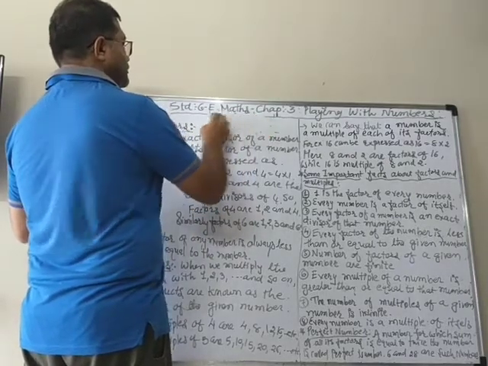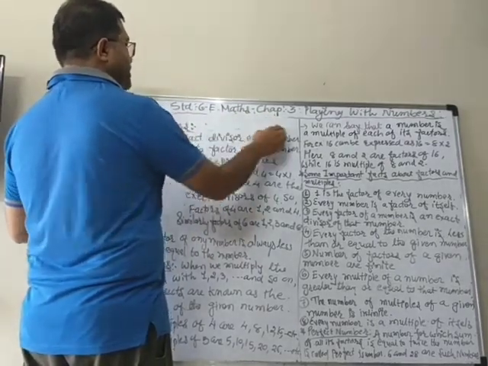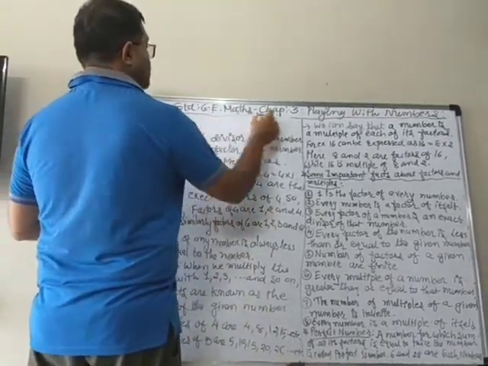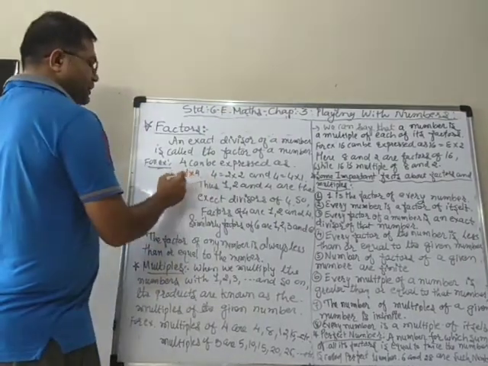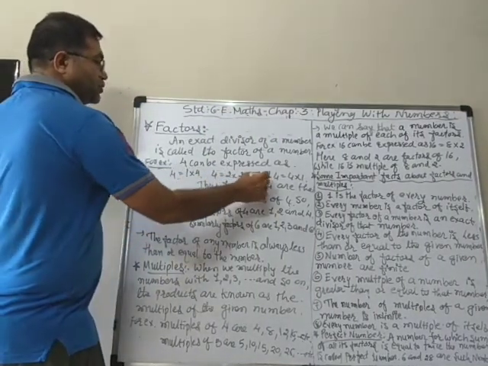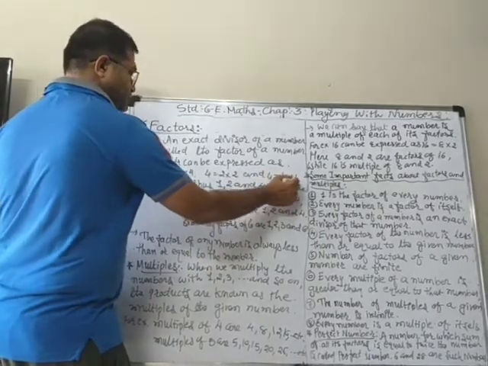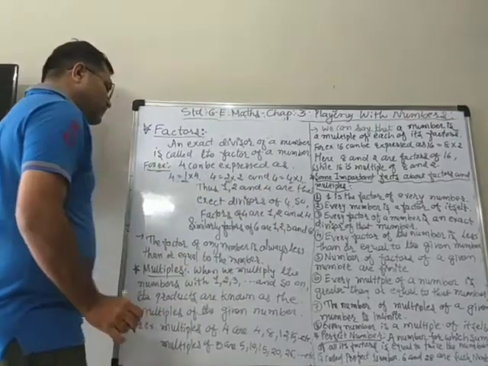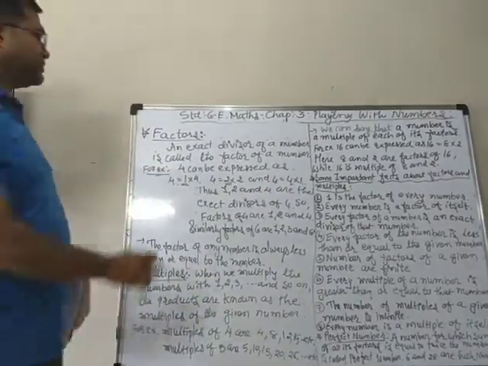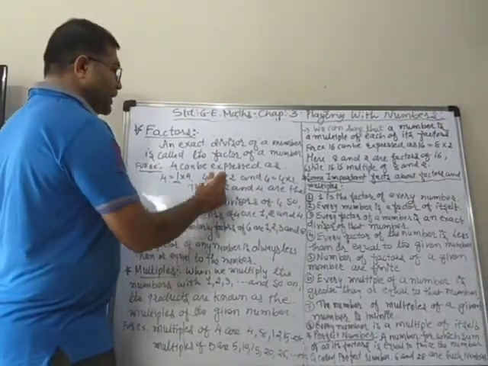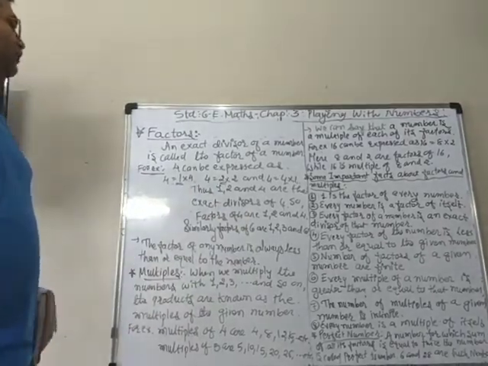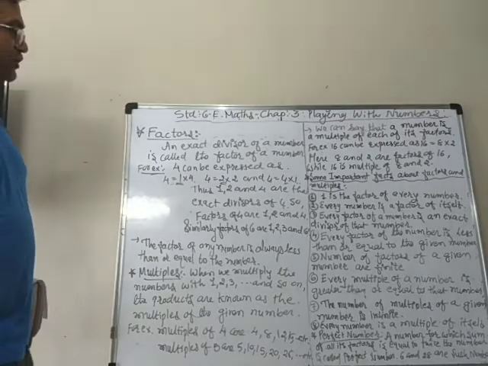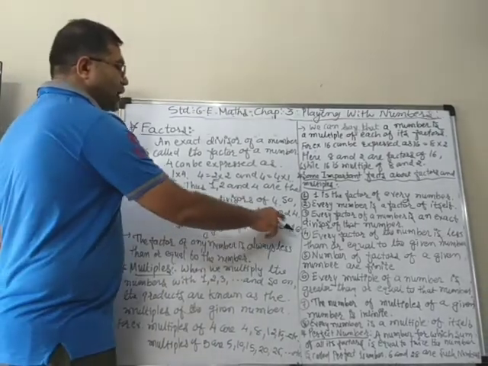So now, which are the exact divisors of 4? So we can write down 4 in different ways, like 4 is equal to 4 1s are 4, 1 multiplied by 4, 2 multiplied by 2, and 4 multiplied by 1. It means that the exact divisors of 4 are 1, 2 and 4 only. And therefore we can say that the factors of 4 are 1, 2 and 4.